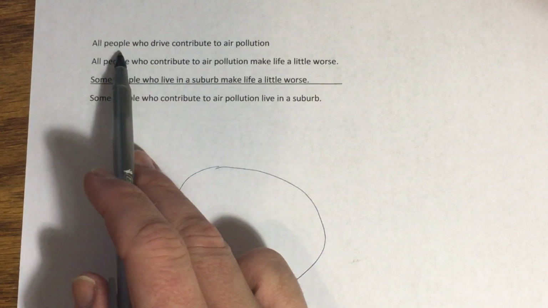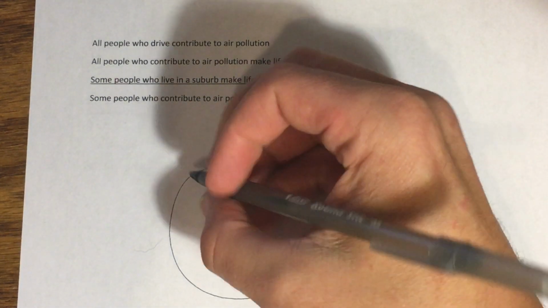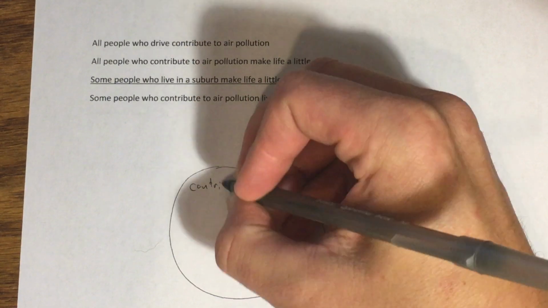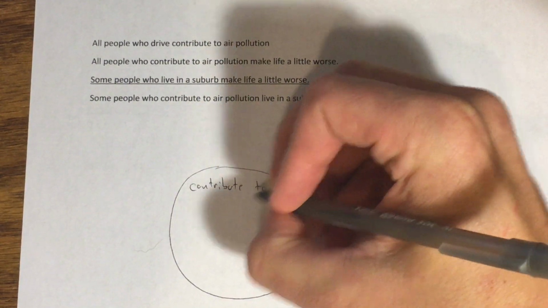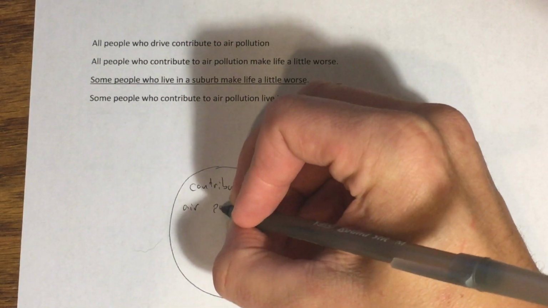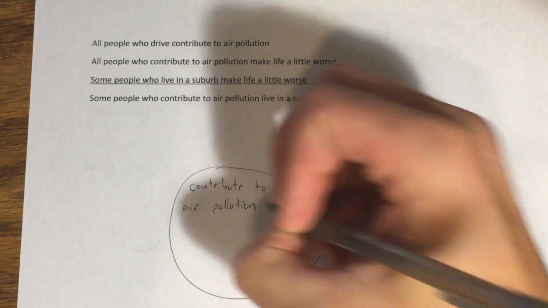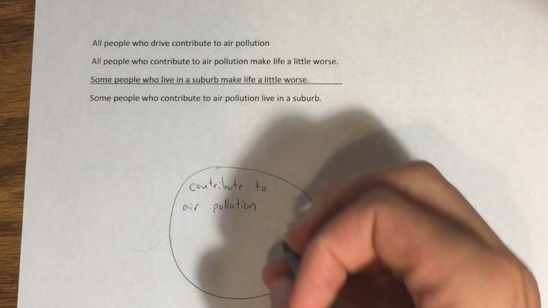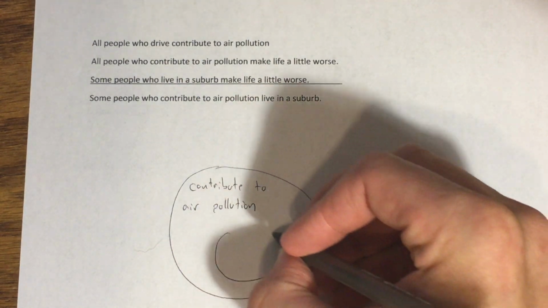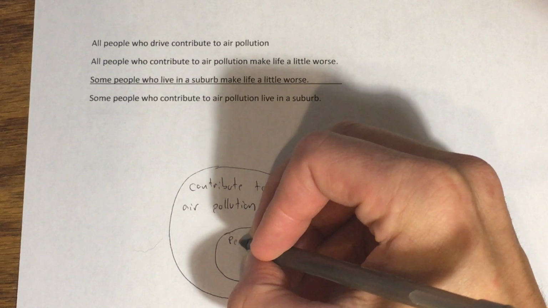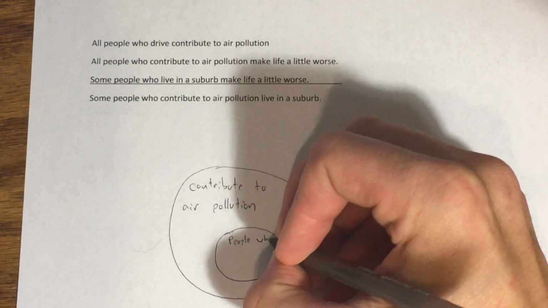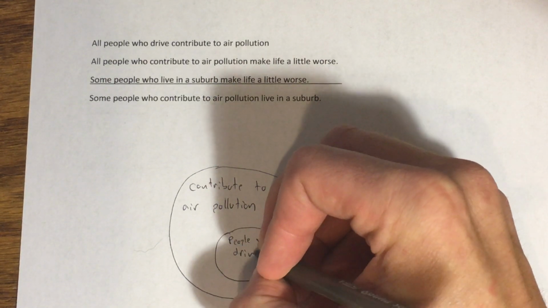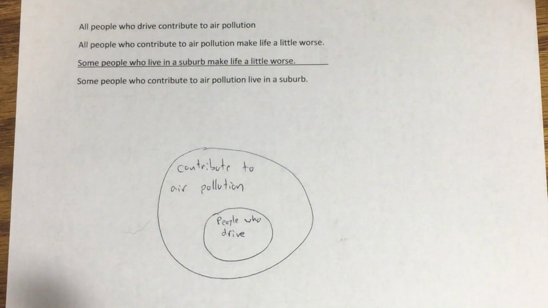So how do I want to write this? I'm just going to say contribute to air pollution. Okay? All people who drive should be a circle inside of this. I'm just going to say people who drive. Okay? So notice, just looking at the first premise, this Euler diagram describes that just fine.